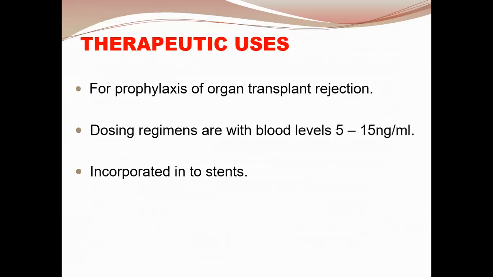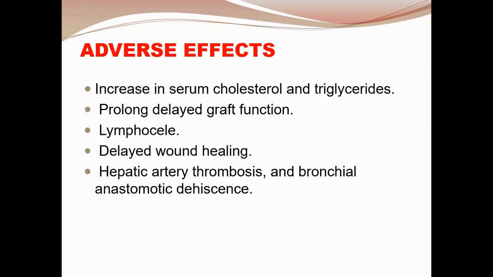Therapeutic uses of sirolimus: prophylaxis of organ transplant rejection. The dosing regimens are with blood levels of 5 to 15 nanograms per ml, and sirolimus is also incorporated into stents. So what are the adverse effects? Sirolimus causes an increase in serum cholesterol and triglyceride levels. It causes prolonged delayed graft function, lymphocele, delayed wound healing, hepatic artery thrombosis, and bronchial anastomotic dehiscence may also occur as adverse drug reactions to sirolimus.